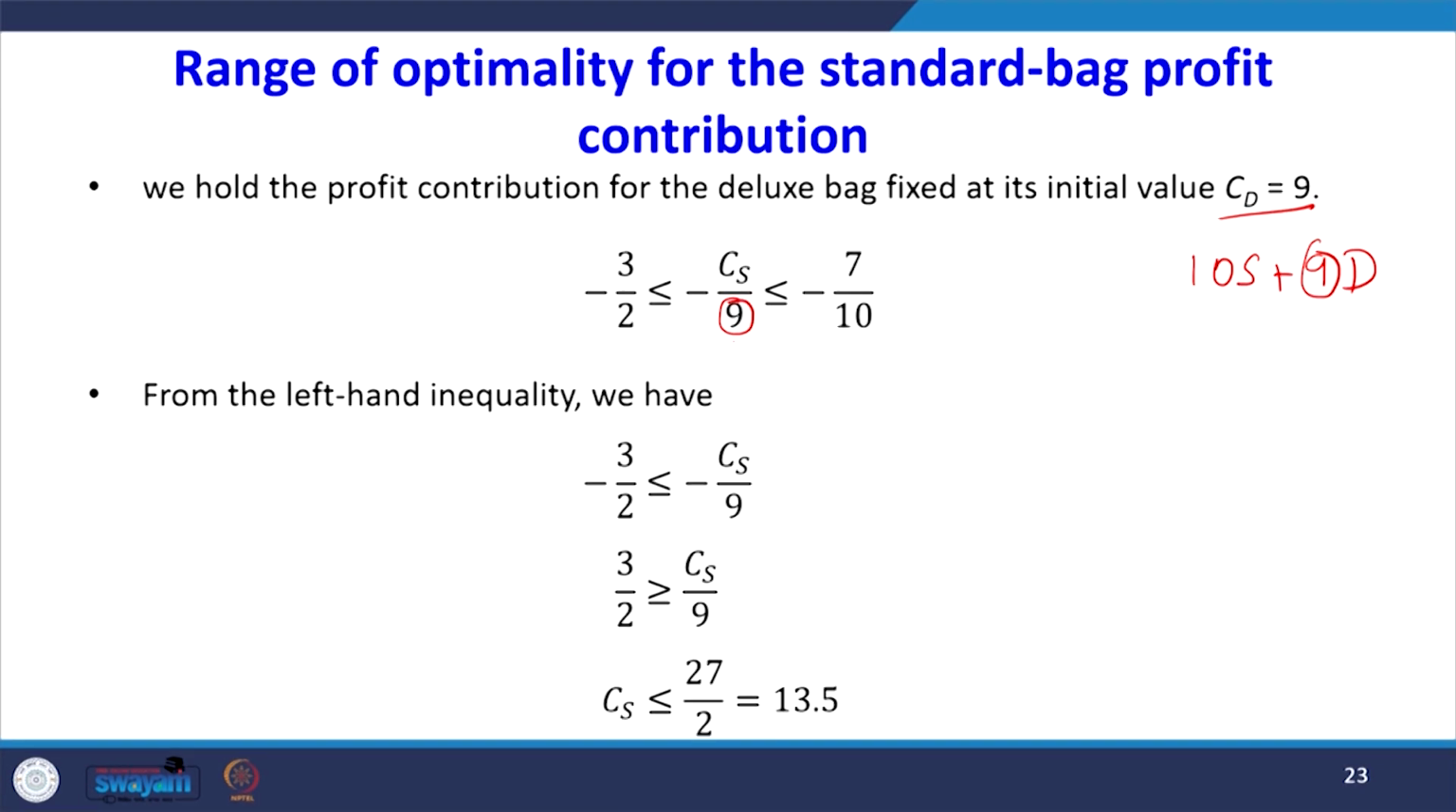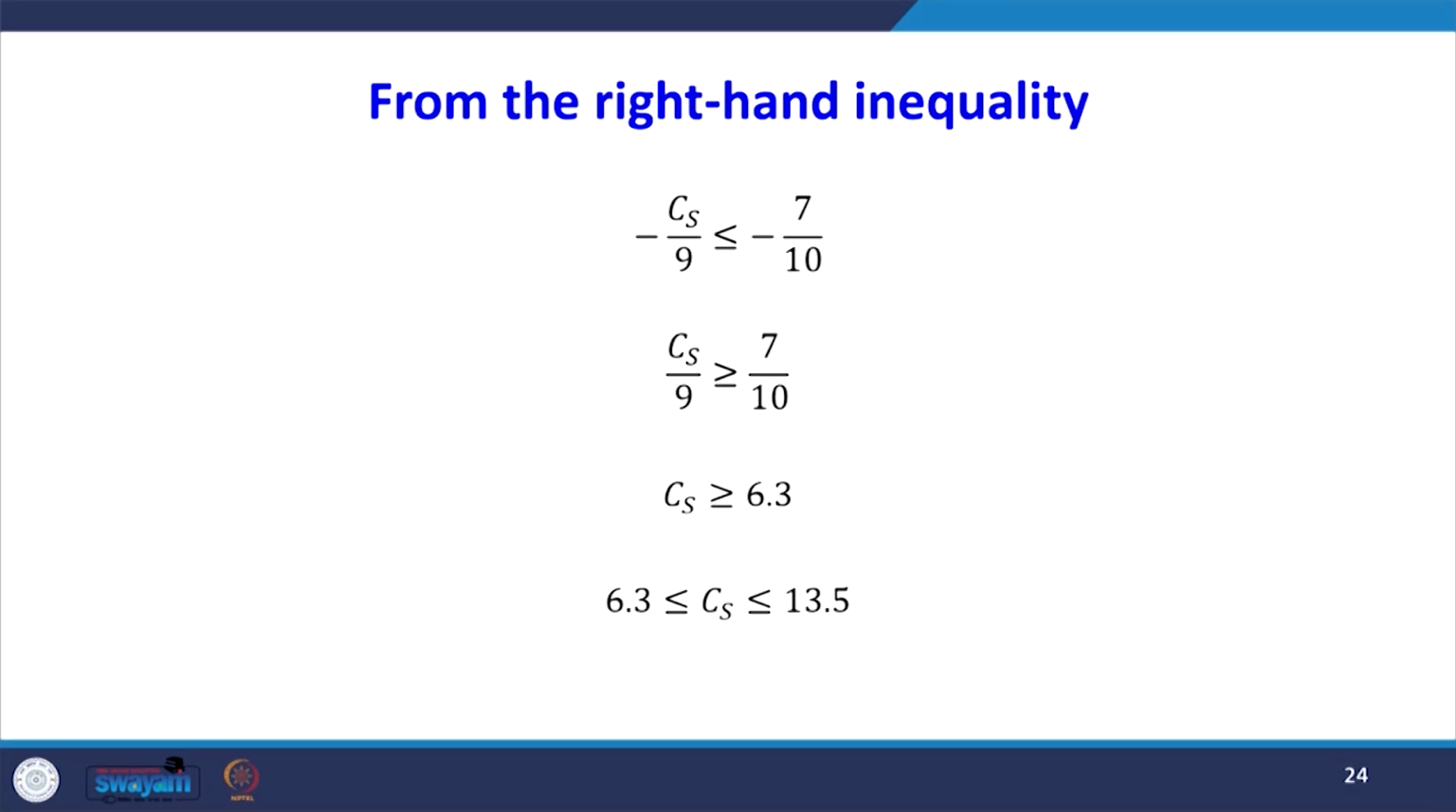Suppose I take only the left hand side, when I simplify this, minus 3 by 2 is less than or equal to minus CS by 9. The minus signs get cancelled, so the value of CS I am getting is 13.5. Similarly, if I take the right hand side inequality, minus CS by 9 is less than or equal to minus 7 upon 10, I am getting the CS value 6.3. So what we got is that the coefficient value for the standard bag lies between 6.3 and 13.5.